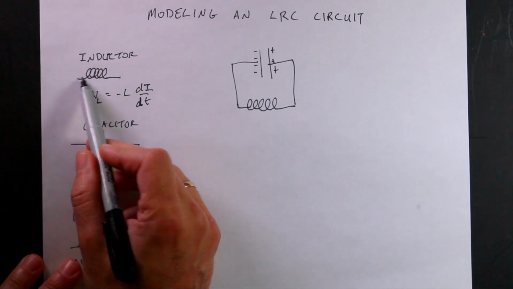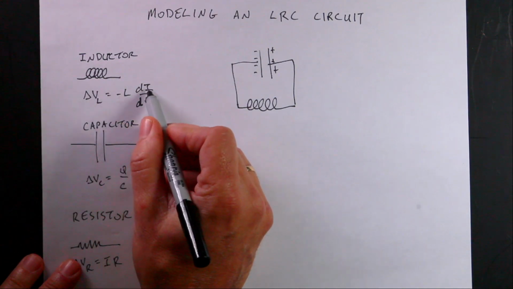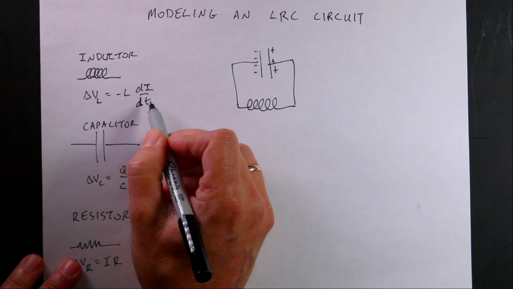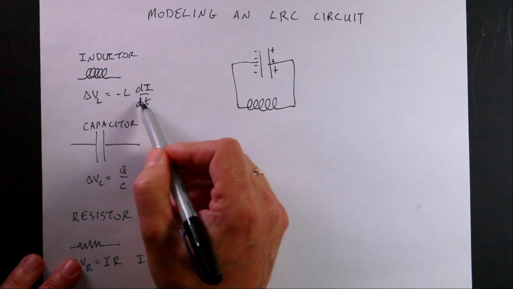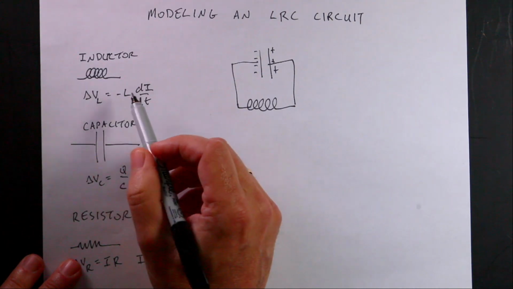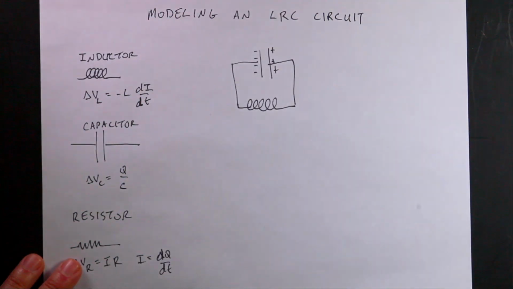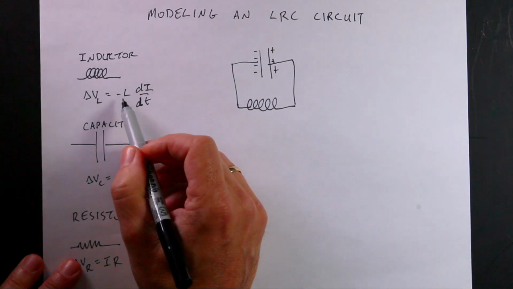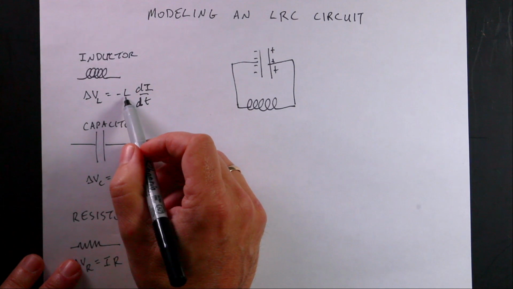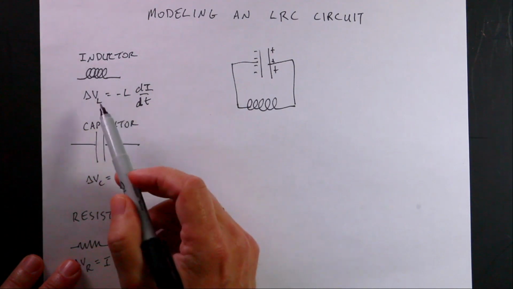The voltage from one side to the next is going to be negative L di dt. So the rate of change, the derivative of the current. So if current is constant, the voltage is zero. The faster the current changes, the greater the voltage. And L is the inductance. It's a property of the coil itself.